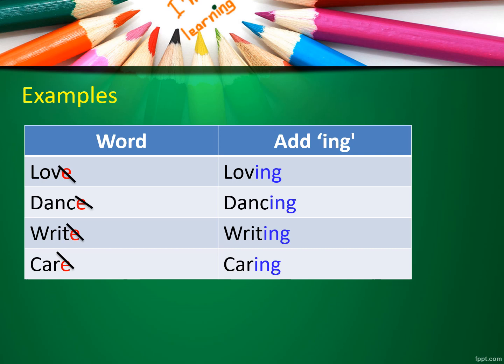Examples. Here I have a small table with some words that end with E, and we are crossing out the E, or dropping the E, and adding ING. So the first word we have is love. As you would have noticed, we crossed out the E, where we are going to drop it, and then we added ING to it, and we now have loving.